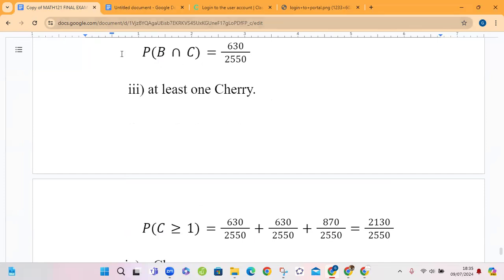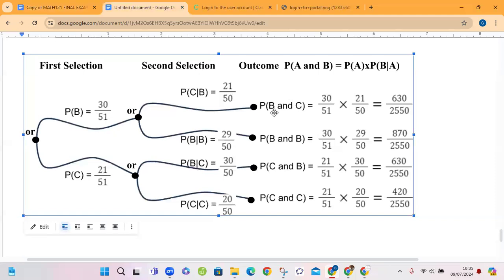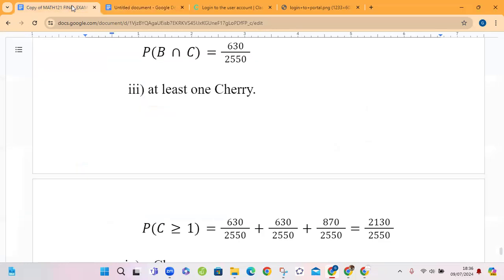this way, which is berry, then cherry, or cherry, then berry, or cherry, then cherry. At least one includes the two, because at least it's more than or equal to one. So we add all of this because or implies the operation addition, and we get 2,140 over 2,550.